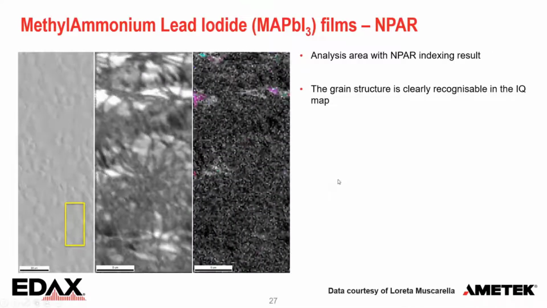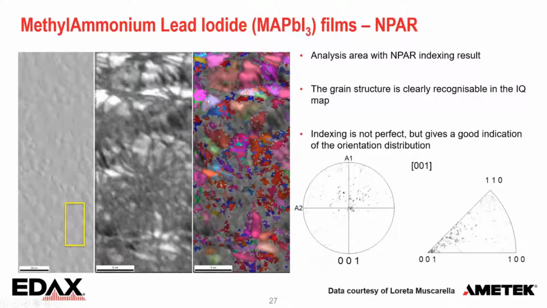That's the original mapping that we had. And when we then index it, we don't get 100% indexing, but we get enough information to get a good indication for the orientation distribution in the material to help identify the performance and correlate the performance of the photovoltaic material with the microstructure.